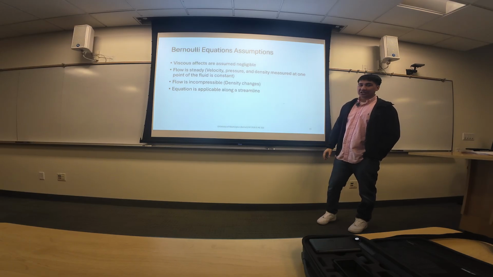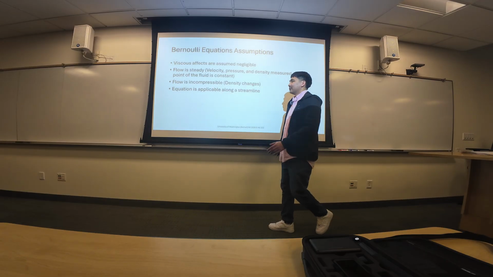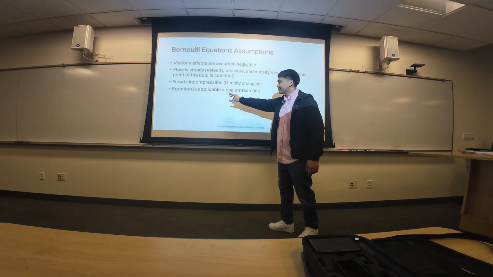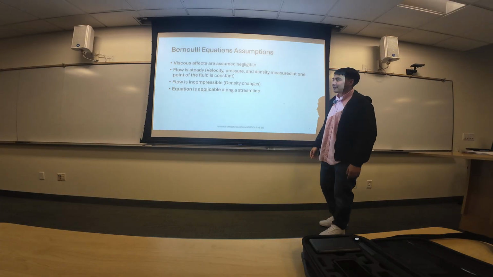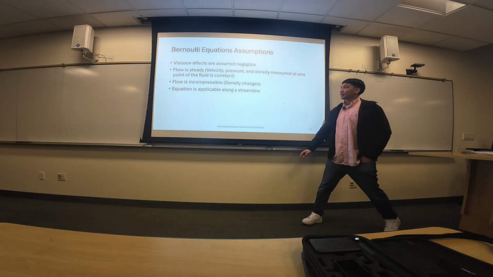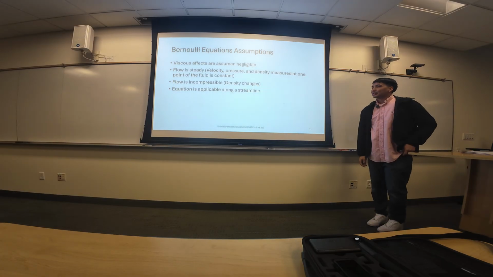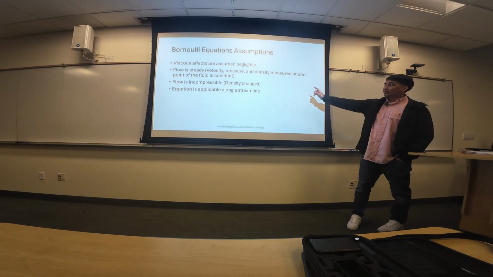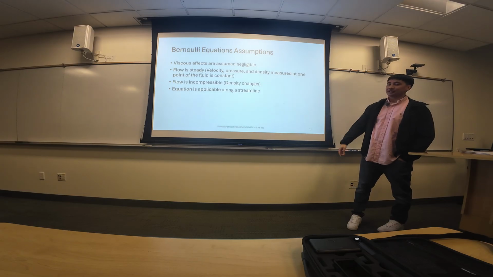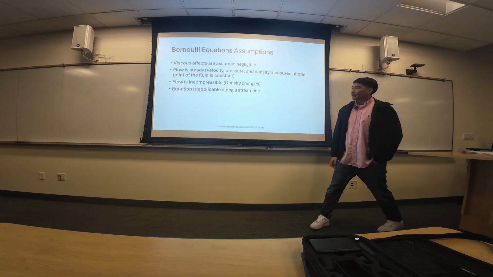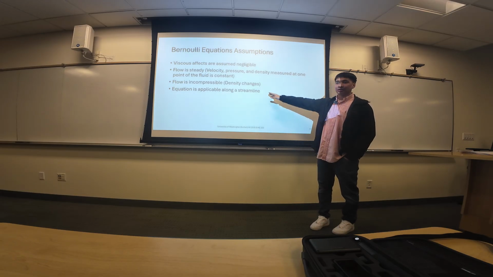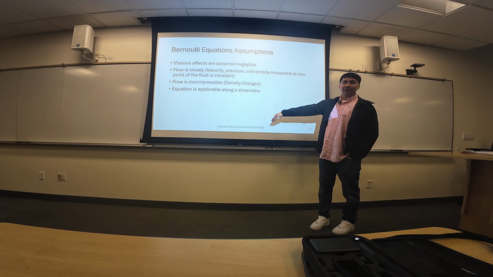In the problems we work on today, it'll be like, take the position at this location here, and find the pressure, density, or velocity. You're just assuming these properties are constant at that position. And flow is incompressible, which means density does not change, which is probably going to be the same for all our problems, because rho is a single value that doesn't change at all. And this is applicable along a streamline because that's how we derived the equation.